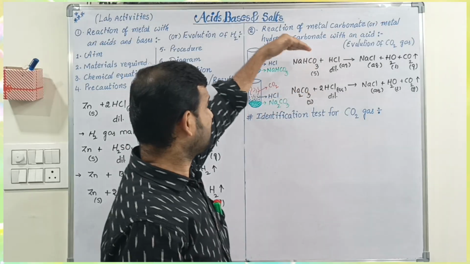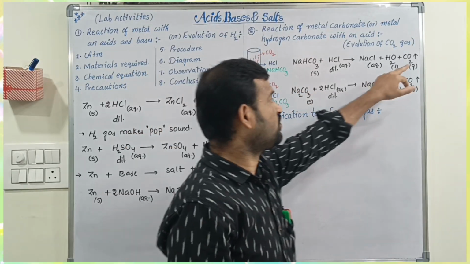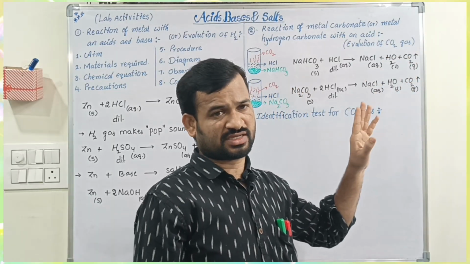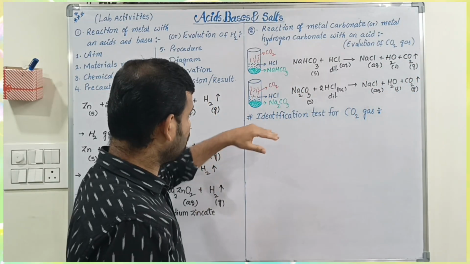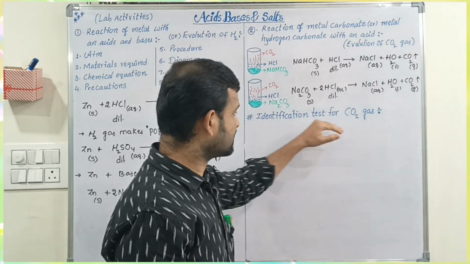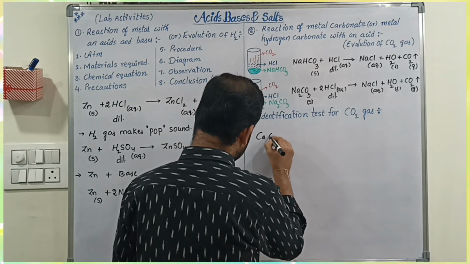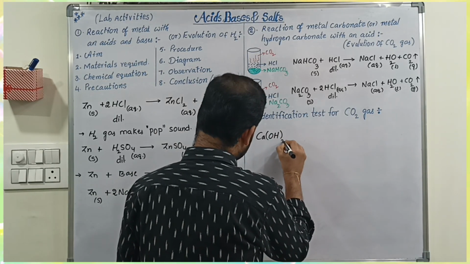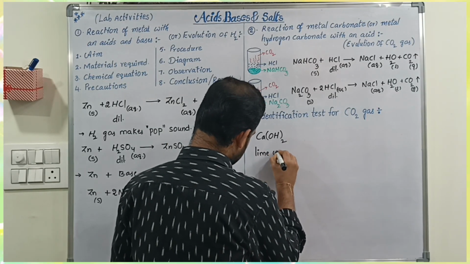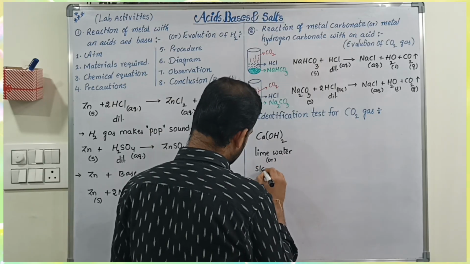So here in this lab activity, mainly we have to concentrate on the evolving of carbon dioxide gas. Okay. So next is the identification test for carbon dioxide gas. For that we should take lime water, Ca(OH)2. Calcium hydroxide is called lime water, and it is also called slaked lime.